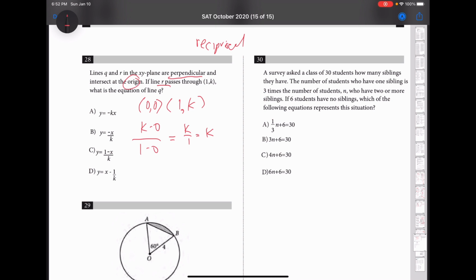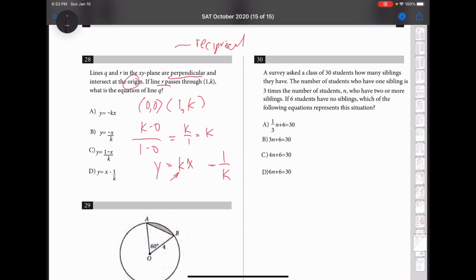We also know that they intersect the origin, so we know that the equation is y is equal to K times x for the first line. So if we're trying to find the equation of the perpendicular line, we're going to take the reciprocal of the slope. So the reciprocal of K is 1 over K. And you also need to negate it. It's the reciprocal and it's the negative reciprocal, by the way.